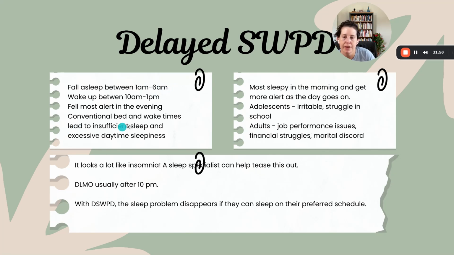And so they're going to have insufficient sleep, which then leads to what we call excessive daytime sleepiness. They're falling asleep at their desk. They're falling asleep in the car on the way to school.